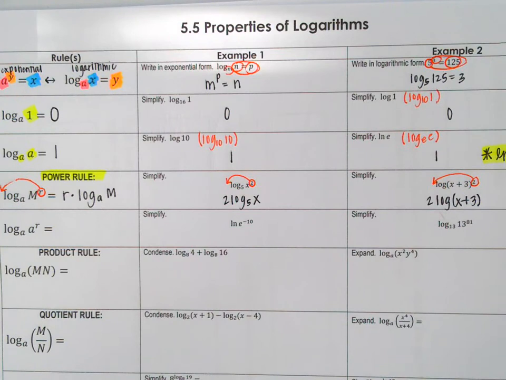So it was the same thing. Even though that square was on the outside of that big parentheses, we still just move it to the front and leave the x plus 3 as the argument. And that's it.